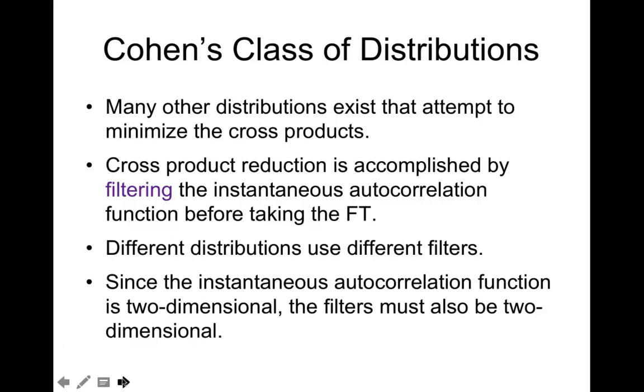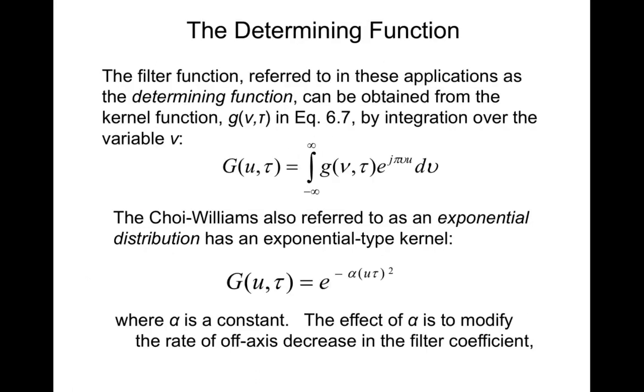Since the instantaneous autocorrelation is two-dimensional, the filters have also got to be two-dimensional, and they're defined by a determining function. The determining function is given as this g of u and tau, which is obtained from the kernel function g of v and tau. It's basically the integration over the variable v. So there are several of these.